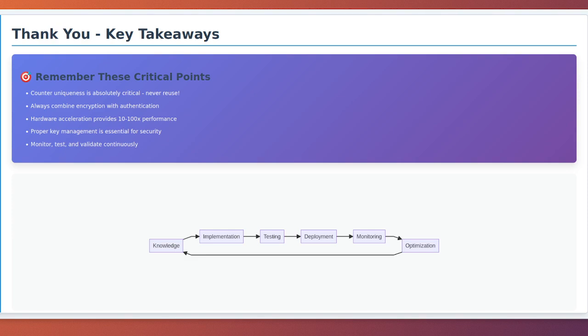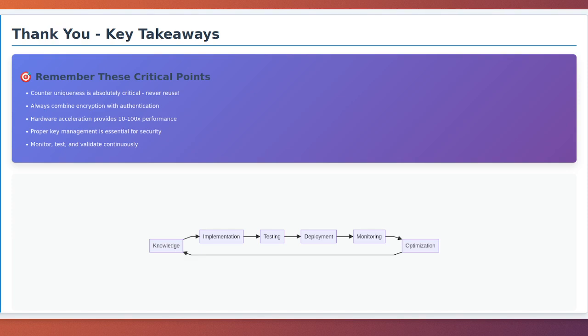Second, always combine encryption with authentication, as CTR mode alone does not provide integrity protection. Third, hardware acceleration makes a dramatic difference in performance and should be used whenever possible. Fourth, proper key management, including regular rotation and secure storage, is essential for maintaining security over time. And finally, thorough testing and monitoring are crucial for identifying and resolving issues before they impact production traffic.